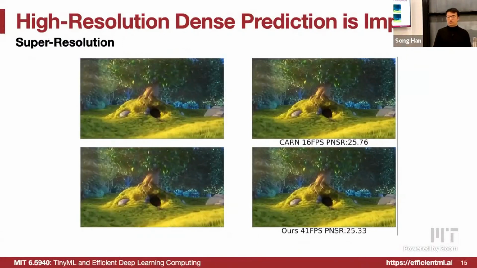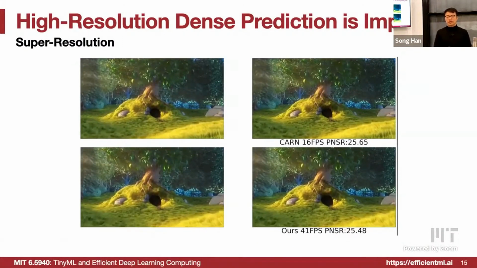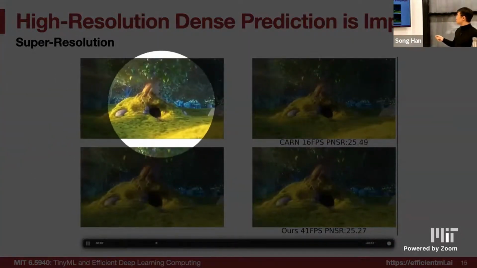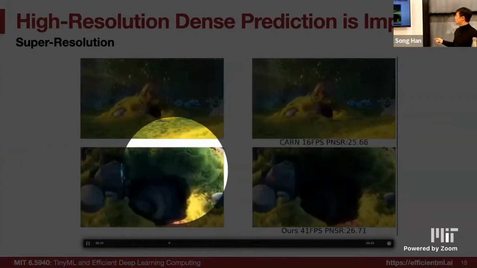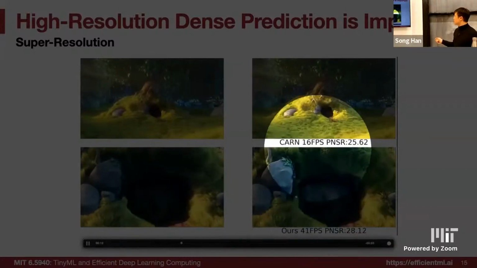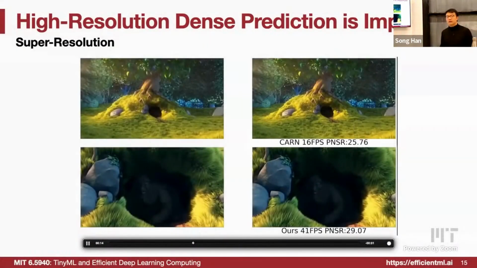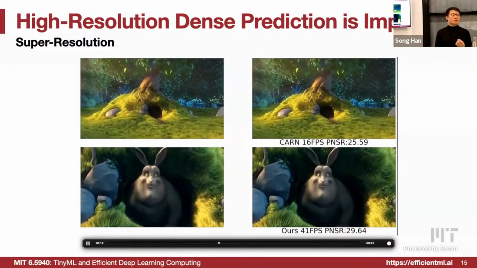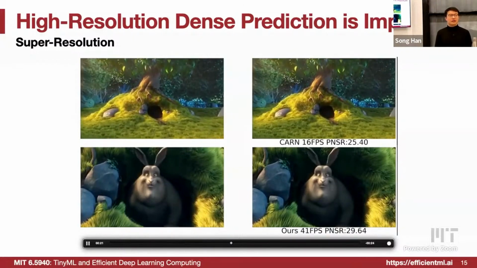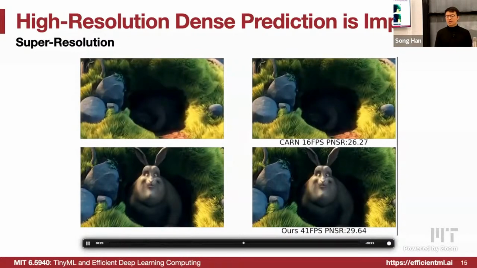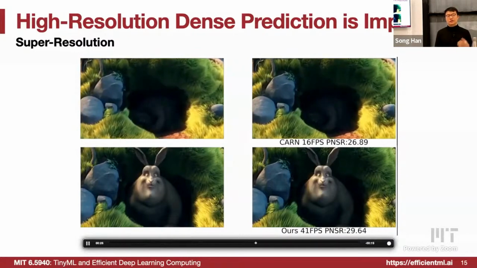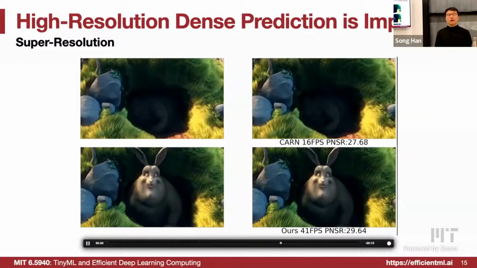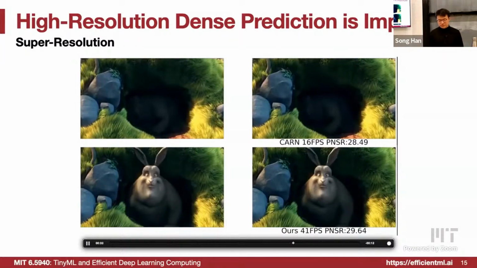And lots of tasks require this high resolution dense prediction, such as super resolution. This is low resolution. This is higher resolution. We can accelerate it to make it much faster: 41 frames per second compared with 16 frames per second. Such super resolution tasks are widely used. For example, in NVIDIA DLSS, basically it's doing super resolution, given a low resolution video, make a high resolution one, and that requires real-time processing.